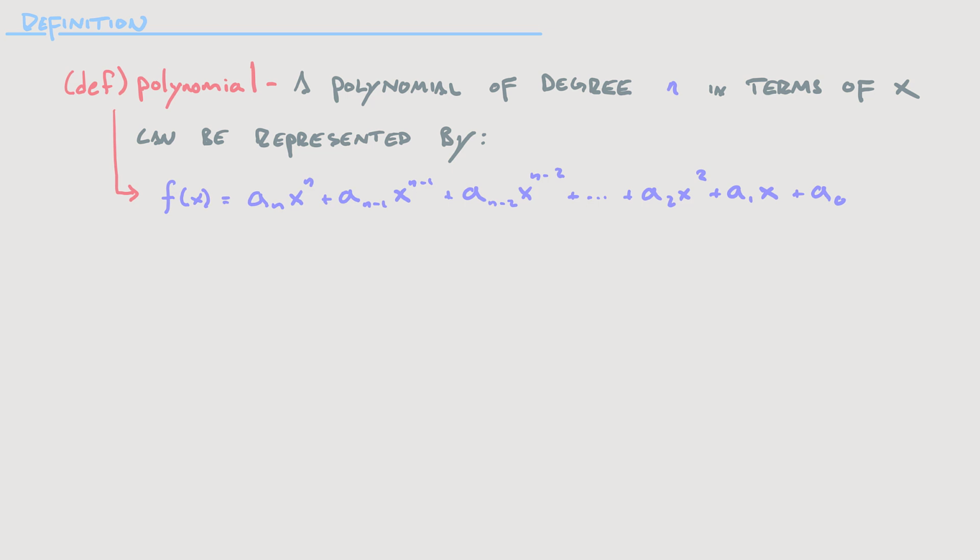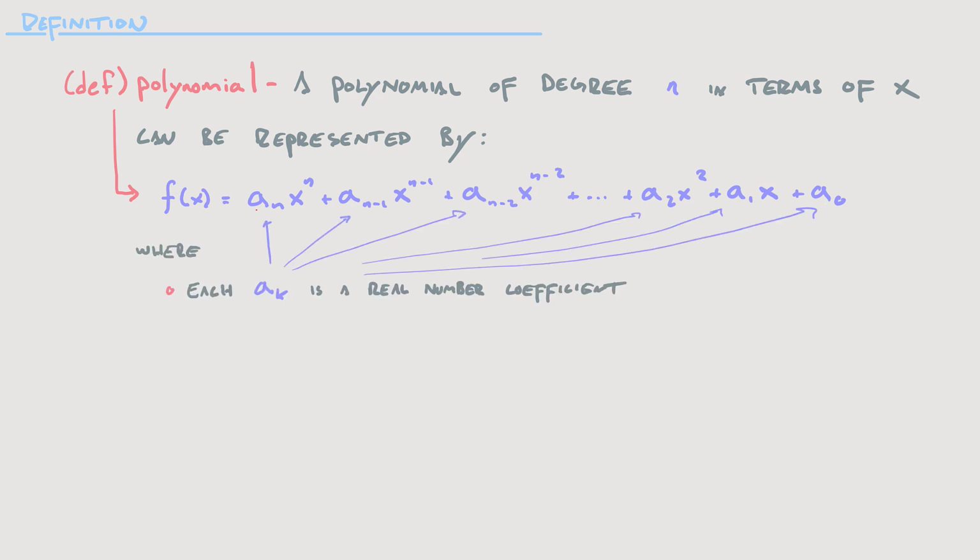Well, here's its definition. A polynomial of degree n in terms of x can be represented by f of x is equal to a sub n x to the n plus a sub n minus 1 x to the n minus 1 plus a sub n minus 2 x to the n minus 2. And we're going to keep decreasing n's value until you get down to a sub 2 x squared plus a sub 1 x plus a constant a sub 0.